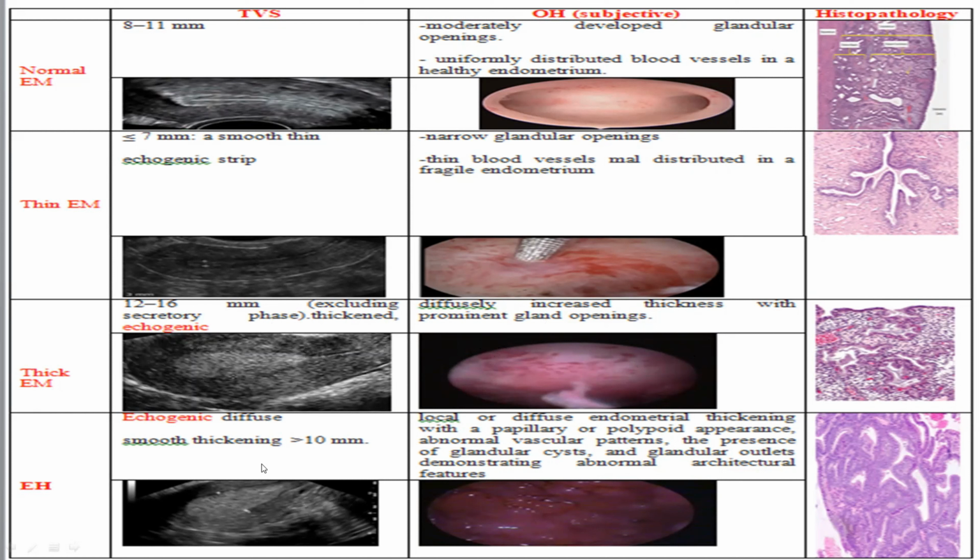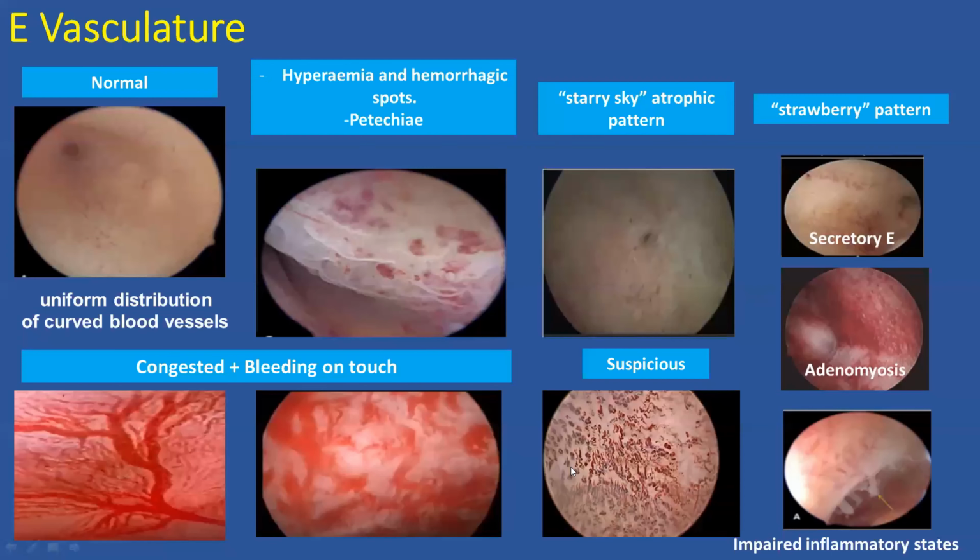Endometrial hyperplasia: echogenic diffuse small thickening of the endometrium, sometimes with hypoechogenic shadows, dots in cases of cystic endometrial hyperplasia. And this can be seen as local or diffuse endometrial thickening with papillary or polypoidal appearance with positive furrow test, as I told you. Regarding vasculature, the previous was thickness of the endometrium. Now, vasculature of the endometrium.